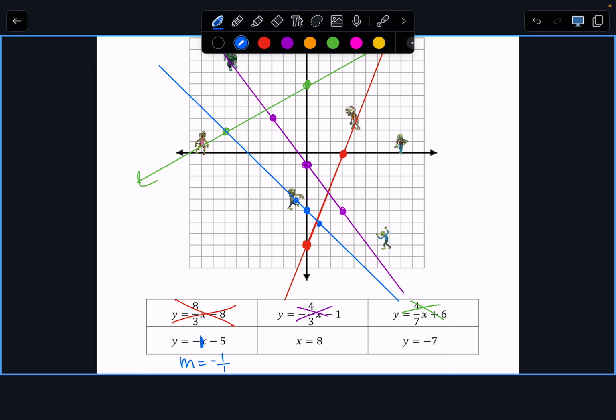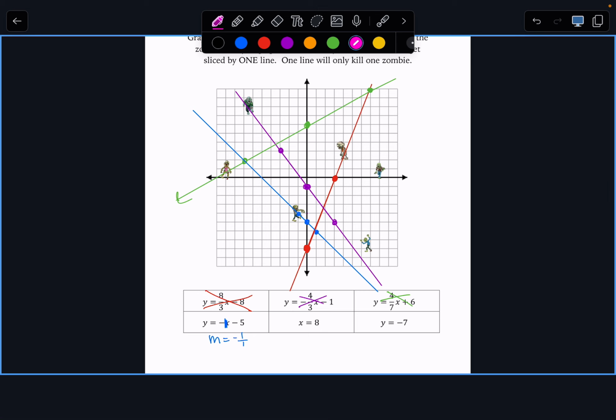Okay? Now, some of us forgot from a couple days ago. That's okay. What kind of line is x equals 8? It's undefined, so that is a vertical line. And then y equals -7 is a horizontal line. I don't remember those. All right, so we are safe from the zombies.